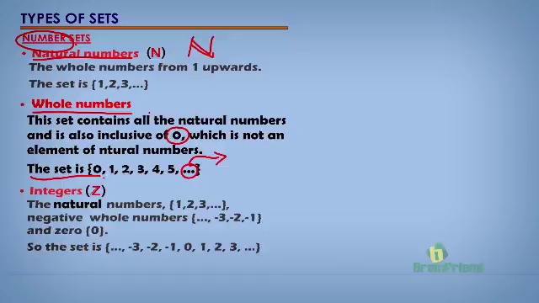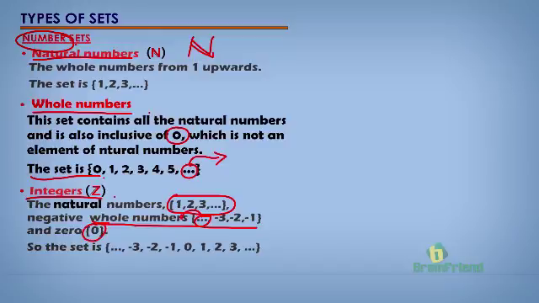The sets of integers are our natural numbers, which we've already talked about, also known as our counting numbers that range from 1 upwards, negative whole numbers, numbers less than 0, that is numbers like -1, -2, -3, down to an infinite number, and 0.